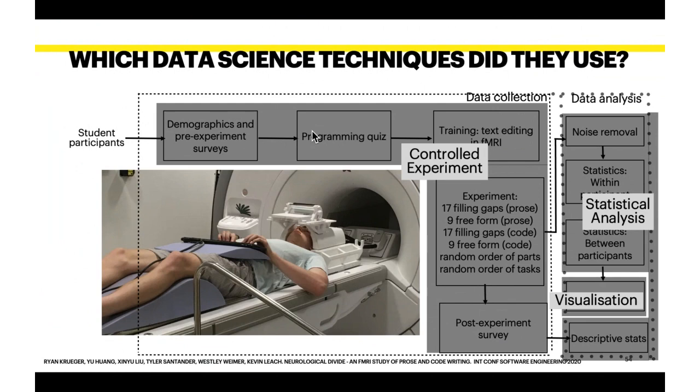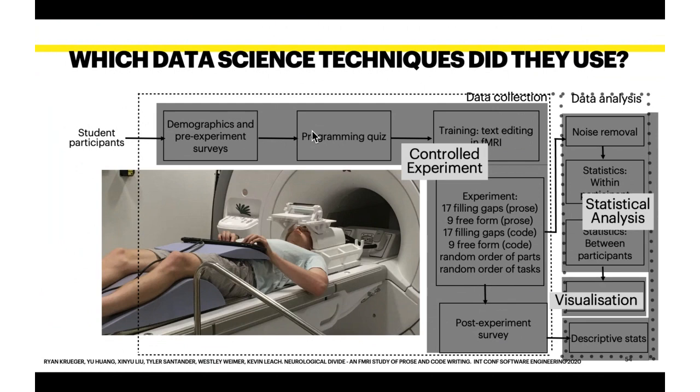When it comes to the data analysis, we see yet another typical combination for many papers: a combination of statistical analysis and visualization. I have shown you the visualization, which was based on differences between the activations of different brain areas, but to observe those differences, the authors performed statistical analysis.